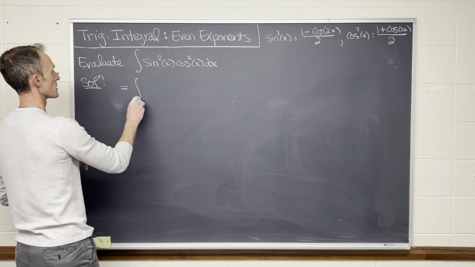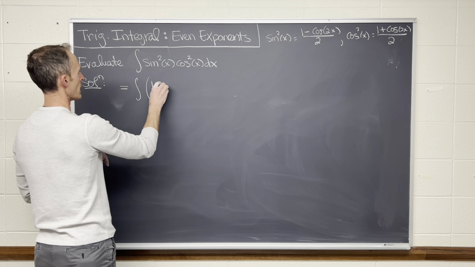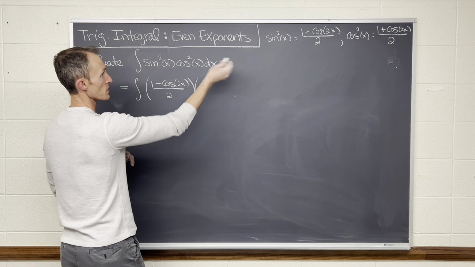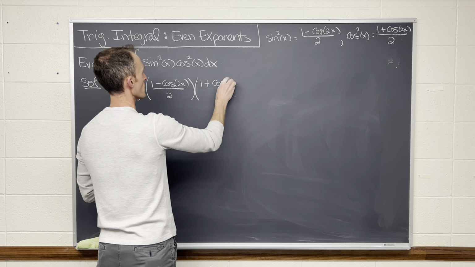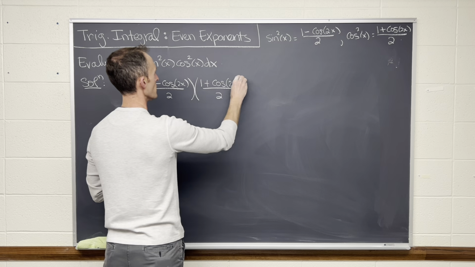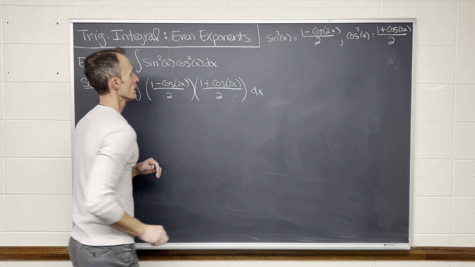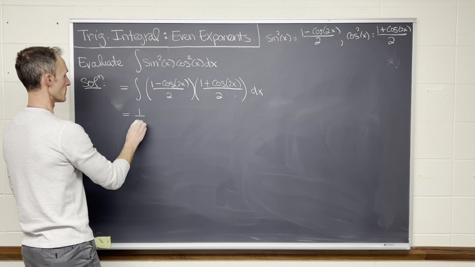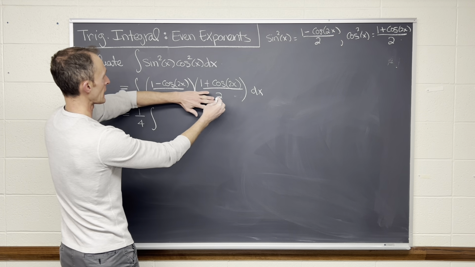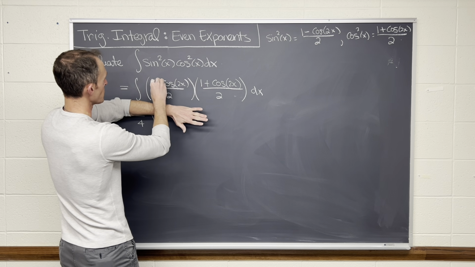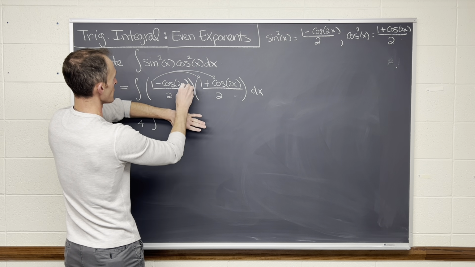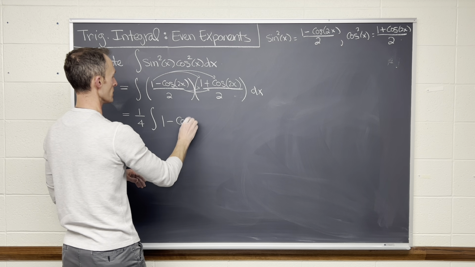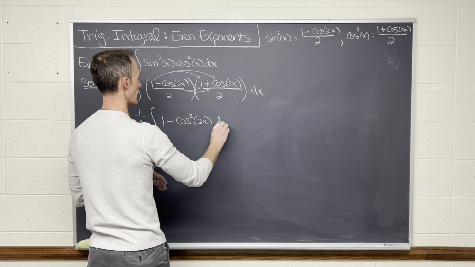So this is equal to the integral. Sine squared is 1 minus cosine of 2x all over 2 times cosine squared is 1 plus cosine of 2x all over 2 dx, okay? Now, 1/2 and 1/2 is a quarter, so I can take that out front, so that's equal to 1 over 4 integral. Now, what am I going to get here? Notice it's a difference of squares, okay? It's 1 times 1, but then that term and that term will cancel, so I'm really going to be left with what? 1 minus cosine squared of 2x dx.